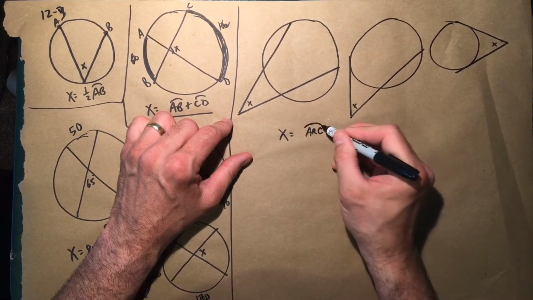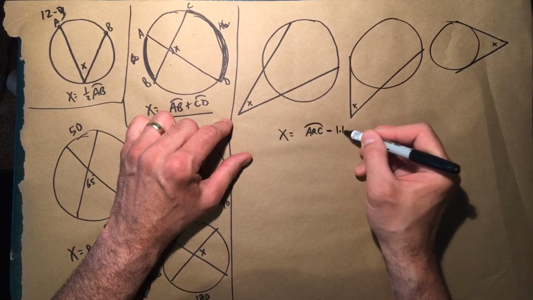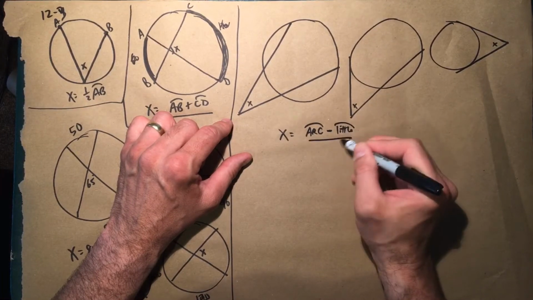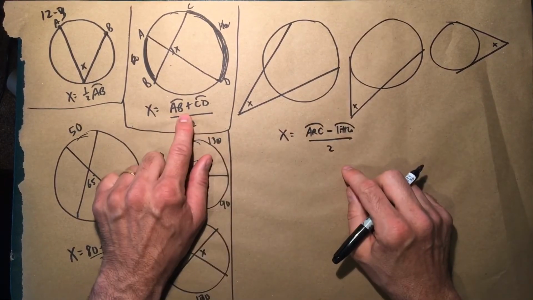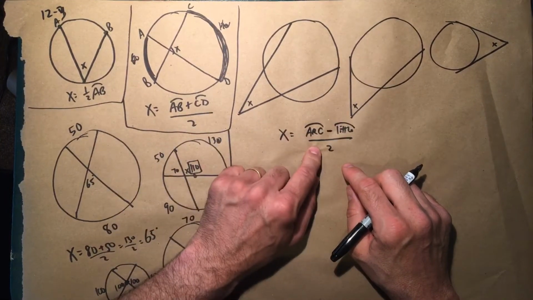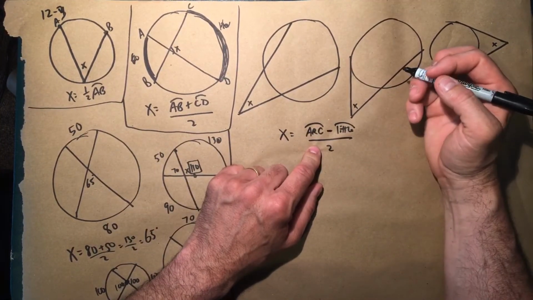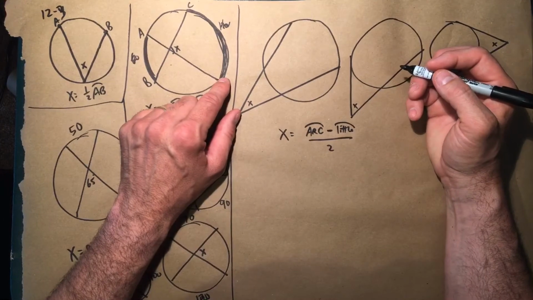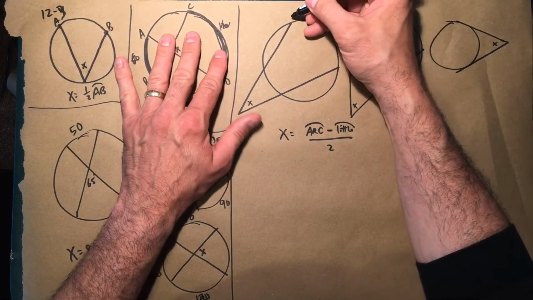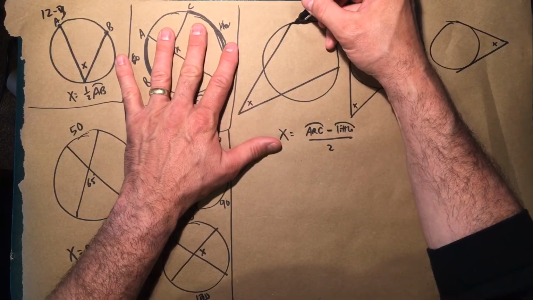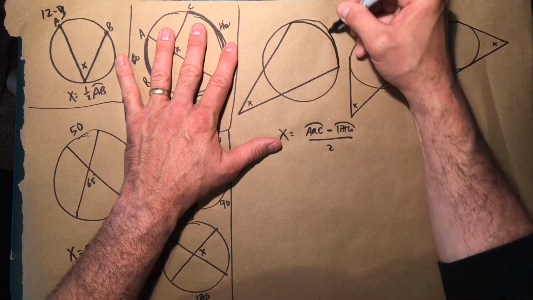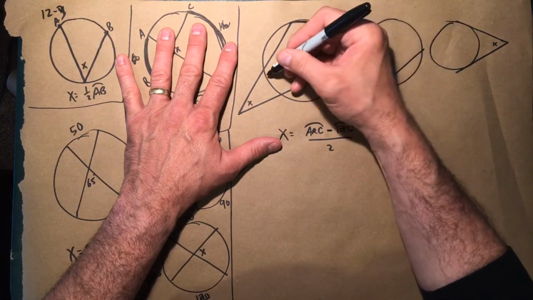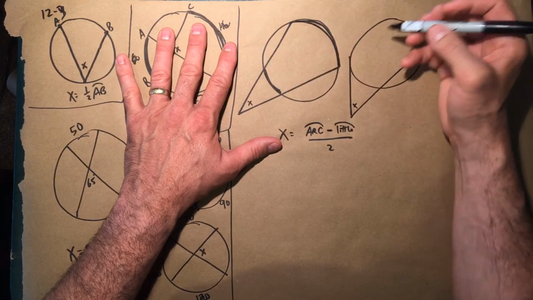You take the big arc that it opens up to, and you take the little arc that it opens up to, and you subtract them. See, here you add them and divide by 2. Here you subtract them and divide by 2. So I'll just jump into numbers here. Big arc minus little arc, divide by 2.